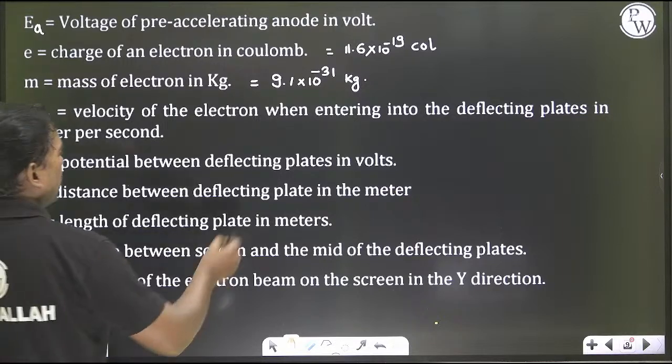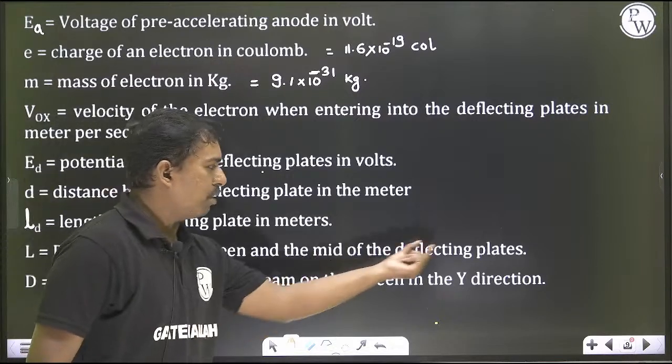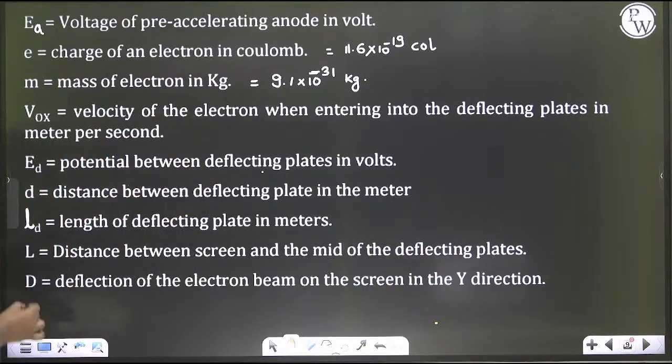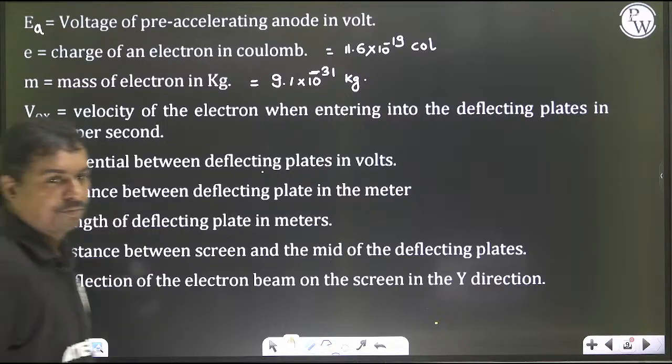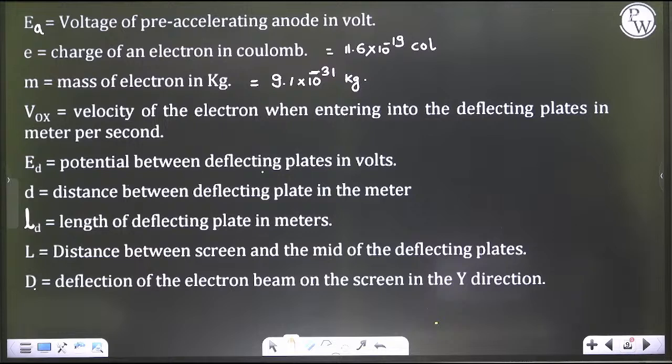ED is the potential between the deflecting plates. Small d is the distance between the deflecting plates in meters. Small LD is the length of the deflection plates, and capital L is the distance between the screen and the mid of the deflection plates. Capital D is the deflection of the electron beam on the screen in the y direction. So these all are the major things.